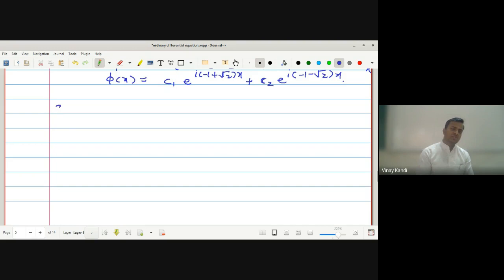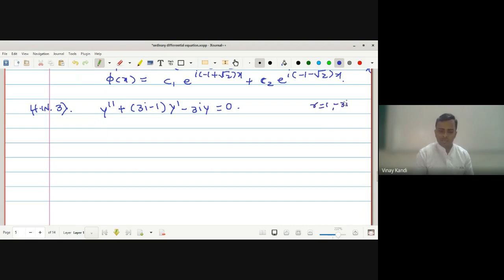Okay, no doubts. Solve this example at home later, as homework. y double dash plus 3i minus 1 y dash into y dash minus 3iy is equal to 0. Okay, what will r be? 1 and minus 3i. Okay, solve this at home.